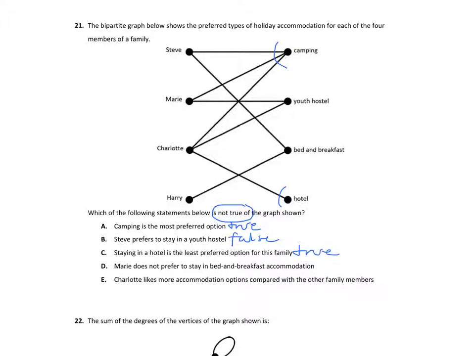Mari does not prefer to stay in a bed and breakfast. So Mari has selected camping and youth hostel, but not bed and breakfast, so that's true. She does not prefer to stay there. Charlotte likes more accommodation options compared with the other family members. And as we can see here, Charlotte has selected 3 different types, whereas the rest have only chosen 1 or 2. So that is also true, meaning that our option B was our correct answer there.